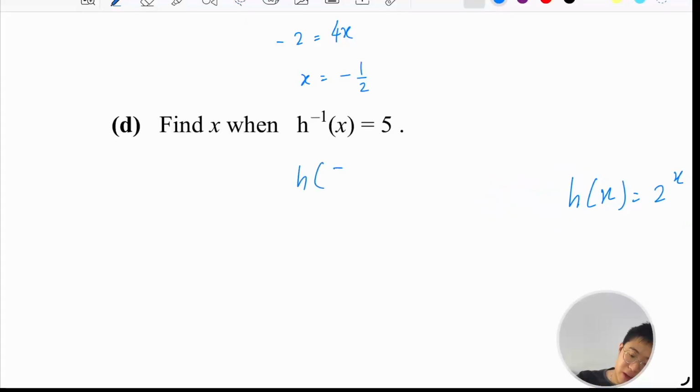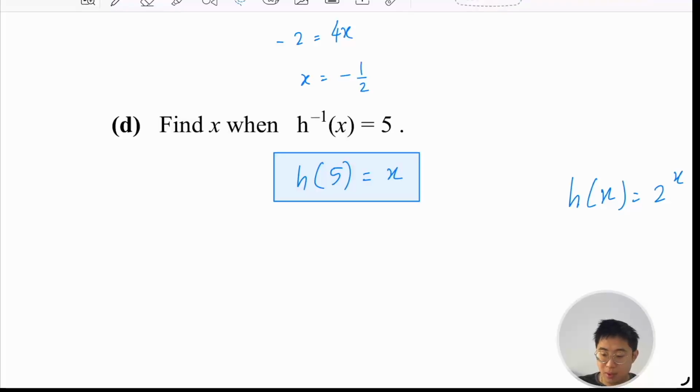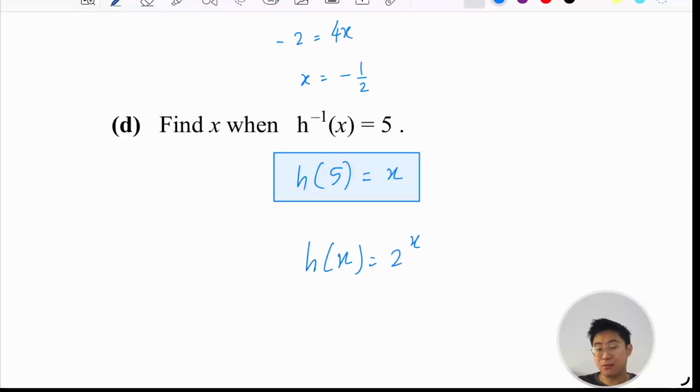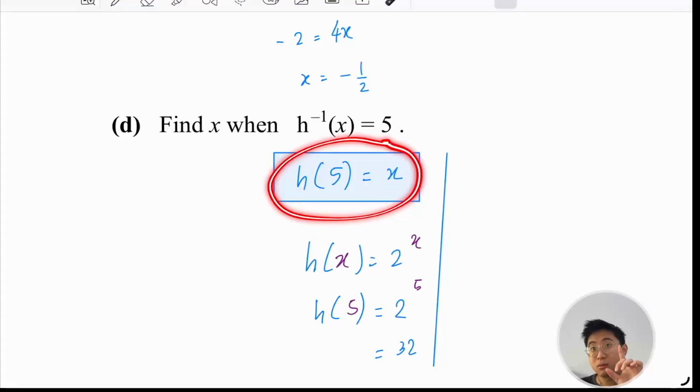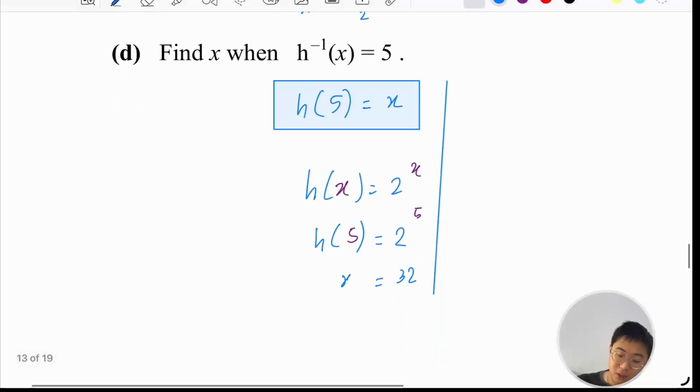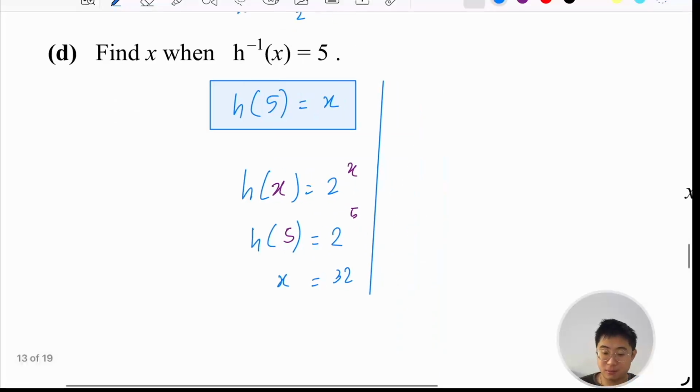So h(5) equals x. That is what you want to do. h(5), okay. So this is the key information that I will play with. I have h(x). Now they want h(5). So just going to change, just so you can see, h(5) equals 2 raised to the power of 5. And that is 32, yeah. So I know what h(5) is. It's 32, right? And from what I understood, h(5) is also equal to x. So if h(5) is 32, and h(5) is x, then they should equal, right? x should equal 32. That is your answer. 32.